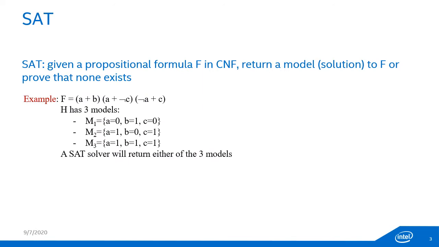Here's a quick reminder about the SAT problem. In SAT, given the propositional formula F in conjunctive normal form, the solver should return a model to F or prove that none exists. In this example, we have a formula F here with three clauses, and it has three models. And the SAT solver should return any one of the three models. So there is no significance to which model it returns. It's free to choose any.